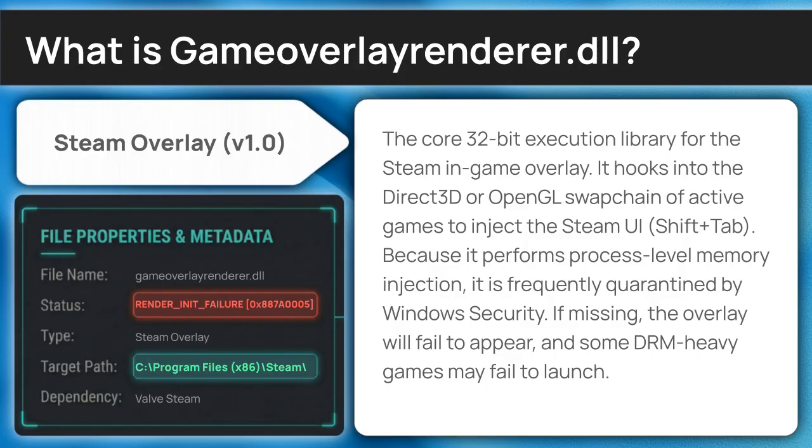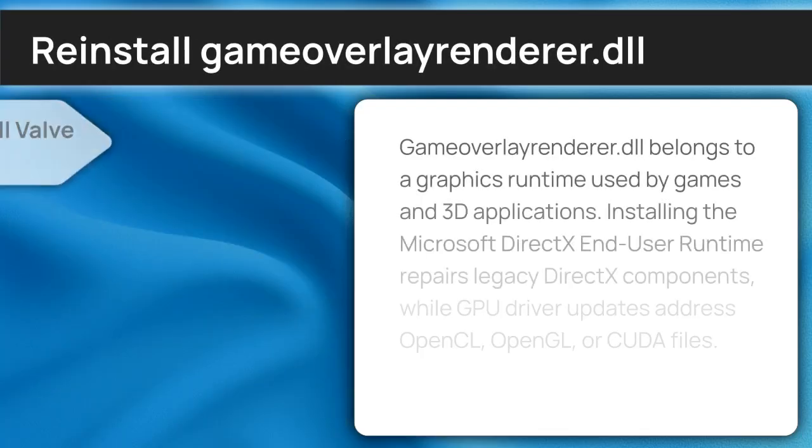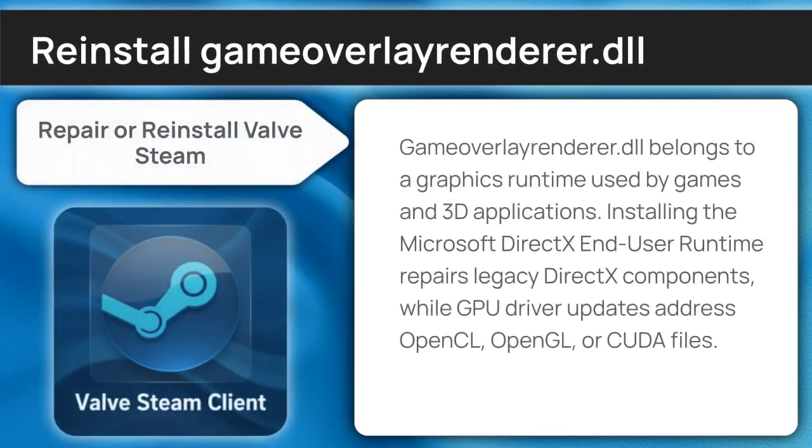Understanding the file's role is a great start. Now let's look at replacing it. Game Overlay Renderer belongs to a graphics runtime used by games and 3D applications. Installing the Microsoft DirectX end-user runtime repairs legacy DirectX components, while GPU driver updates address OpenCL, OpenGL, or CUDA files.